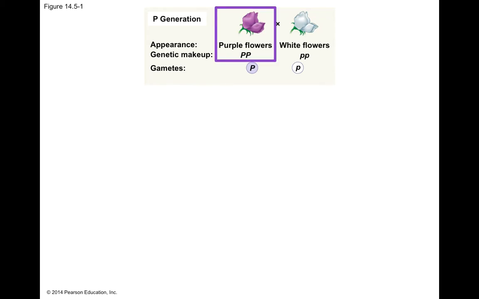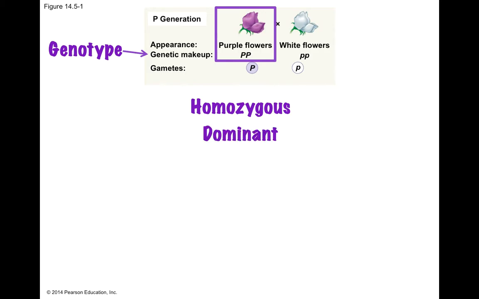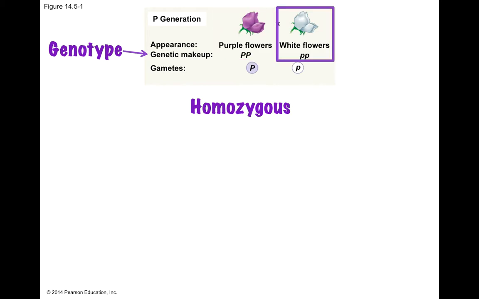So if Mendel started with a true breeding purple flower, the alleles it contains would be two capital P's. When the genetic makeup, or genotype, has two of the same letters, in this case two capital P's, we call this homozygous, homo meaning same. The genotype has two identical alleles. More specifically, we call this individual homozygous dominant because both alleles are the dominant ones. The true breeding white-flowered plant would contain two lowercase p's, so we would call this parent homozygous recessive.